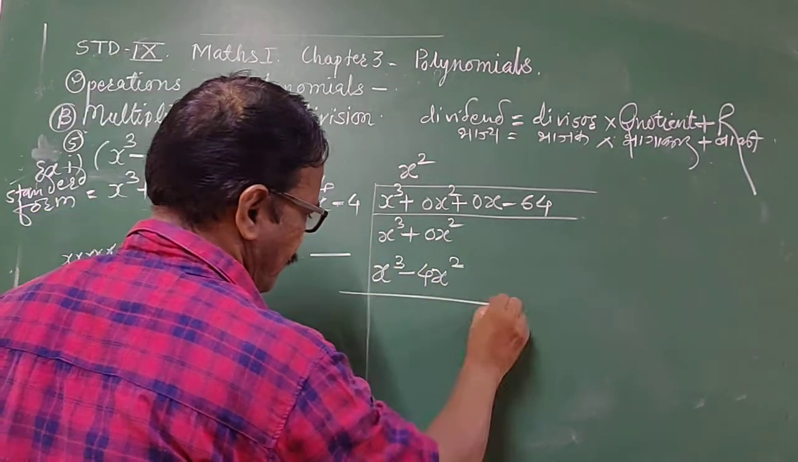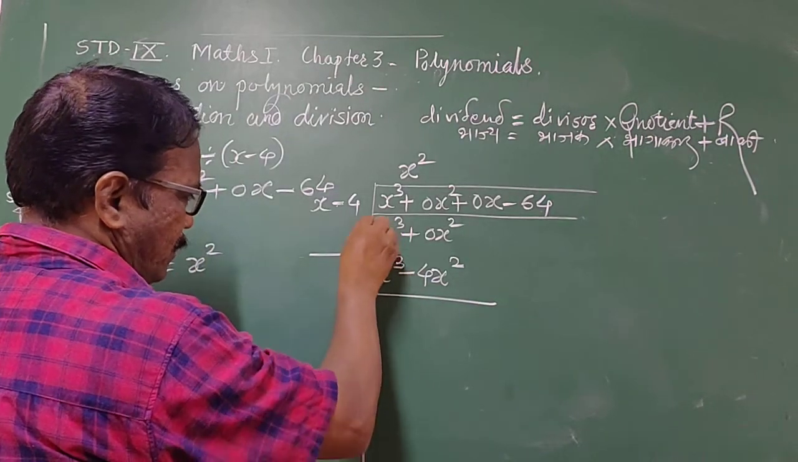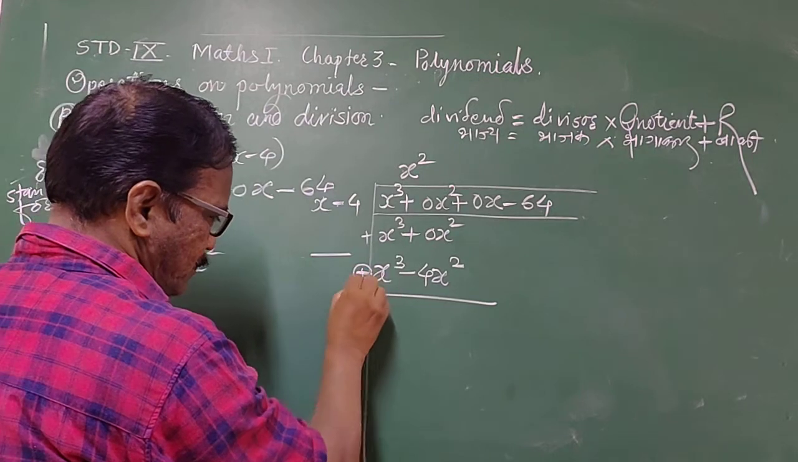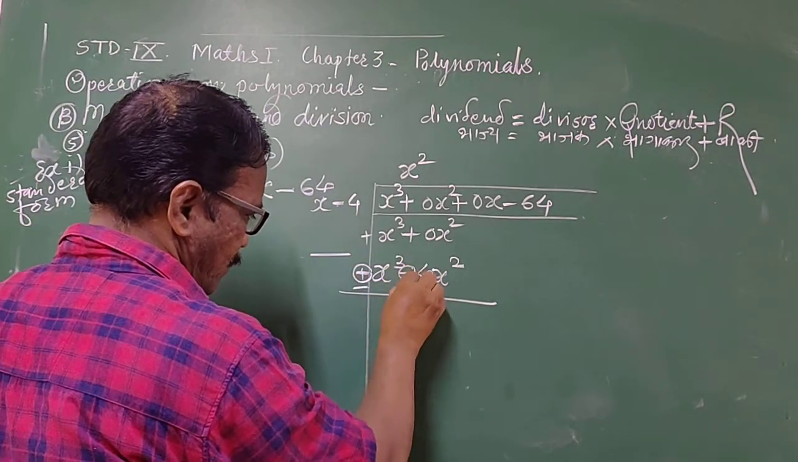So x square multiplied by x, we get x cube, x square and minus 4, we get minus 4x square. Subtraction of both, so change their original signs like this.